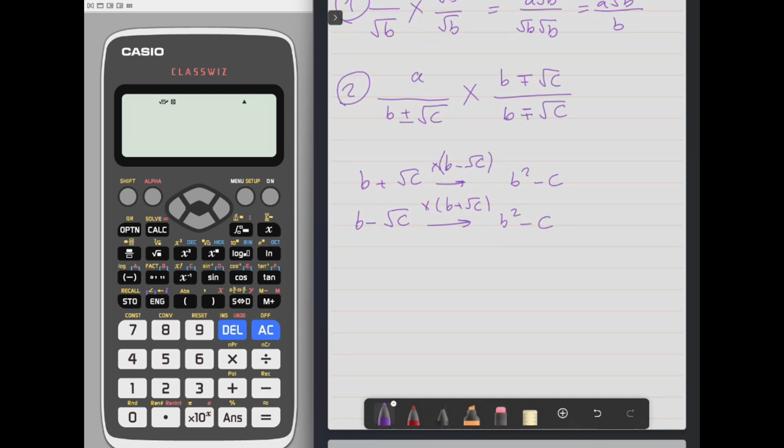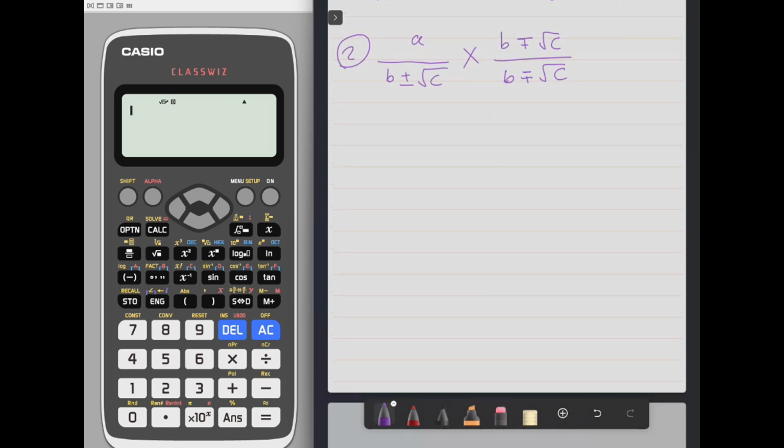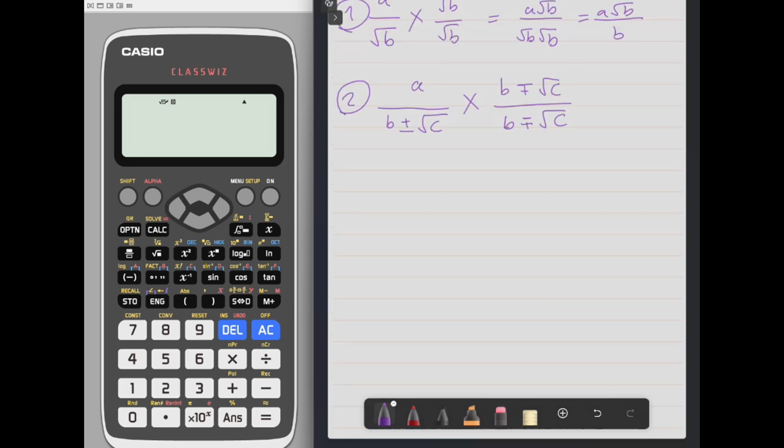So by plus or minus and minus or plus, I mean that if the symbol here is positive, like it is plus, then here it should be negative. And if here it is minus, then here it is going to be plus. Okay, so this is it. And now let's solve a question together.